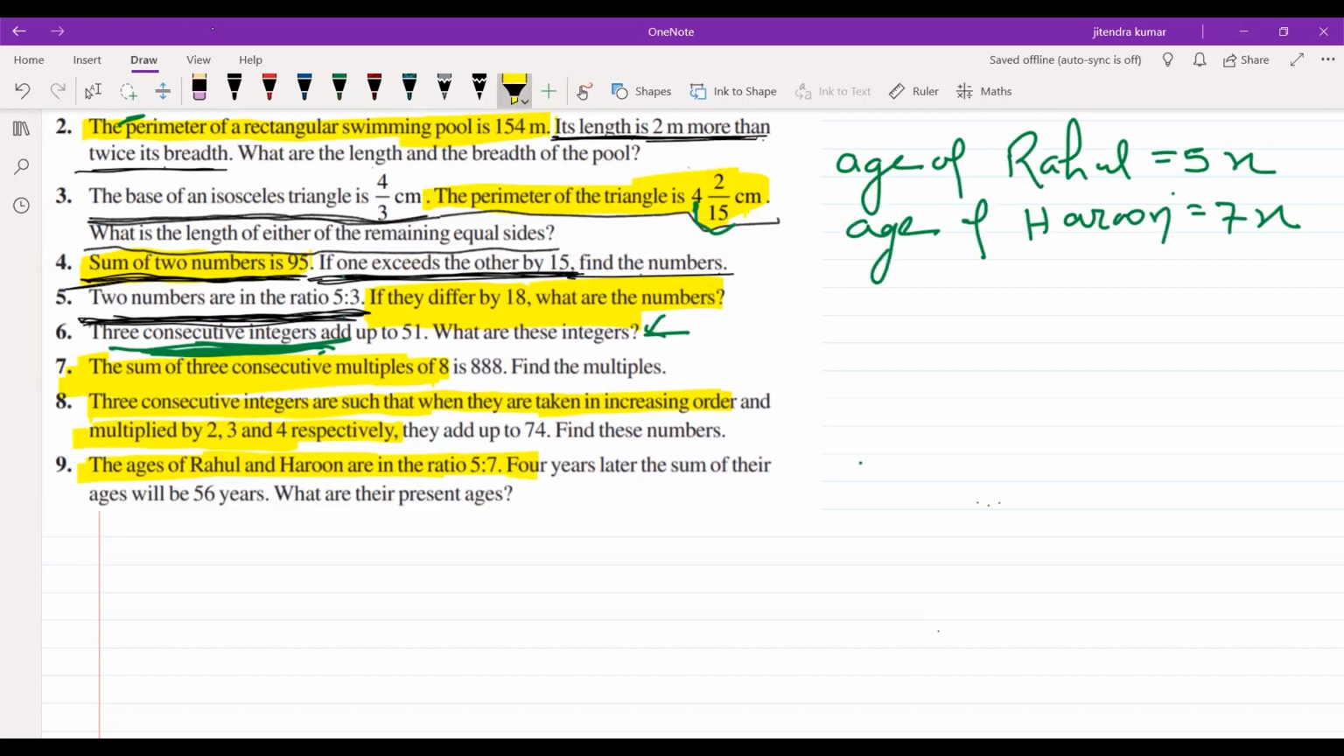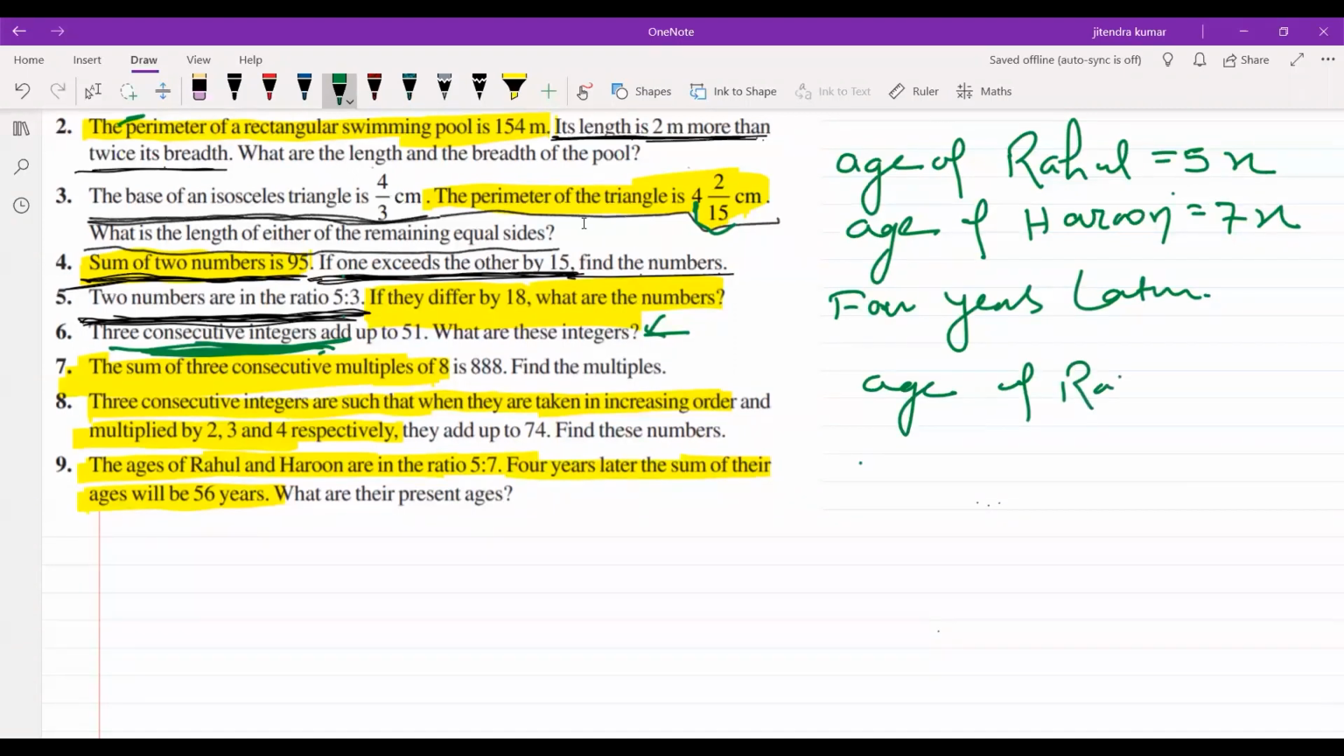The next line says that 4 years later, that is, after 4 years from now, the sum of their ages will be 56. So 4 years later means we are going to add 4 to both ages. The age of Rahul will be 5x plus 4 and the age of Harun will be 7x plus 4.